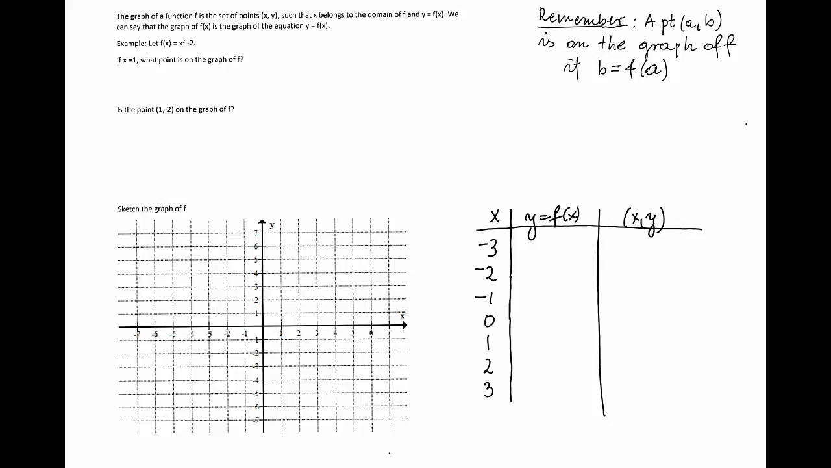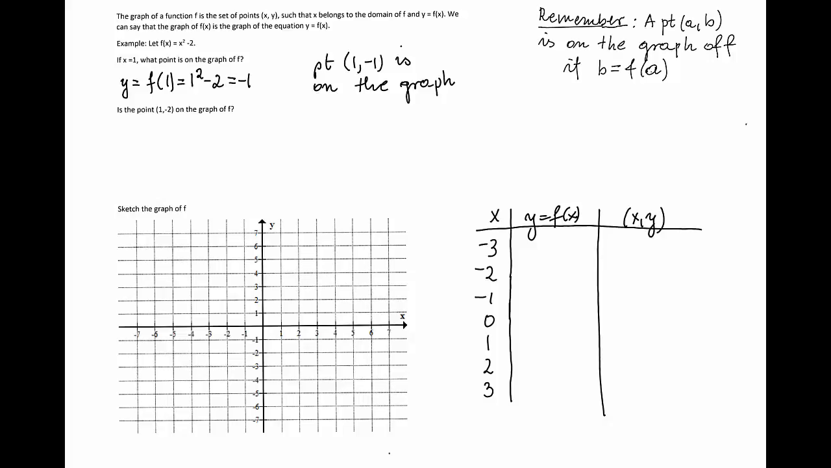Therefore, to find the point on the graph, I have to compute the value of y that corresponds to x equal to 1. So y is equal to f of 1, and f of 1 according to the formula will be 1 squared minus 2, which is negative 1. And that means that the point (1, negative 1) is on the graph of that function. So we have one point on that function.